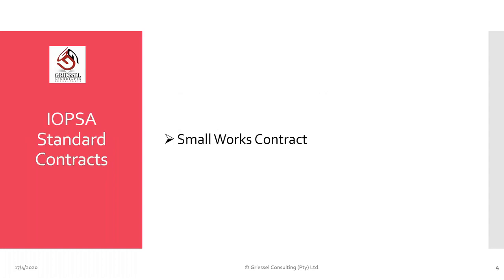I now want to move on to the two contracts that IOPSA offers, the two standard contracts. The first of that is the small plumbing works. The question that I'm always asked is what is the price difference or the cost difference between a minor works and a small plumbing works contract?